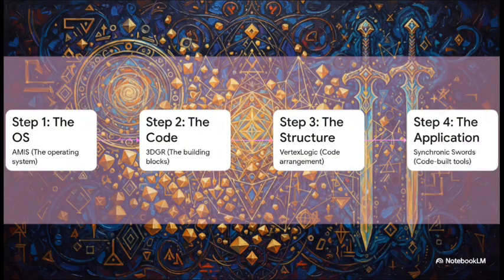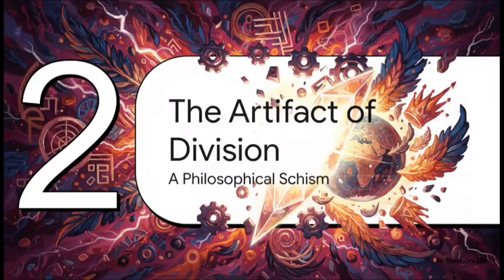And the result, the application layer, you get tangible things, like the incredible synchronic sorts, which are tools literally manifested from the code of reality itself. But of course, in a world built on a supposedly perfect system, it just takes a single piece of knowledge to become the spark for total chaos. It creates this philosophical split that just shatters this carefully crafted reality into pieces.